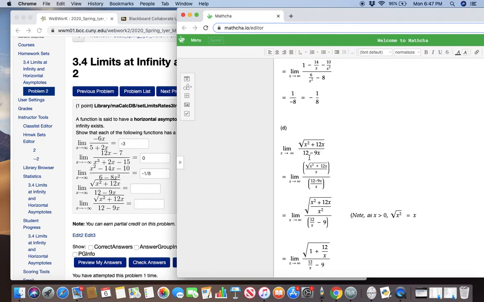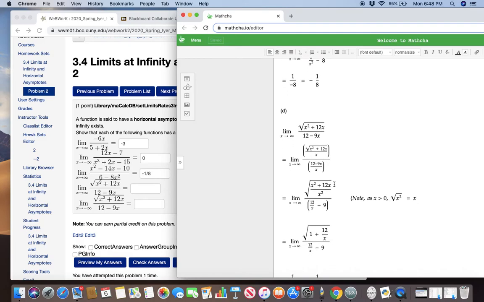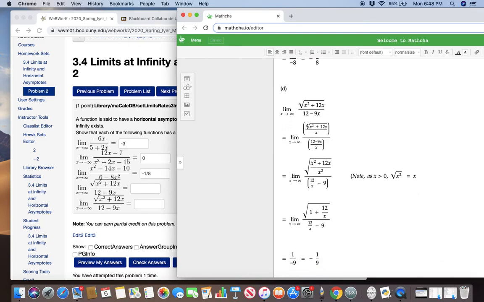Downstairs is a polynomial. The highest power of x is x to the power 1. So why don't we divide by x to the power 1? Numerator divided by x, denominator divided by x. Now, here is the fun part. Numerator is a radical. This is an x, and my x is going to positive infinity. That means x is positive. What do I know about x? If x is positive, x is the square root of x squared. That's important to remember.